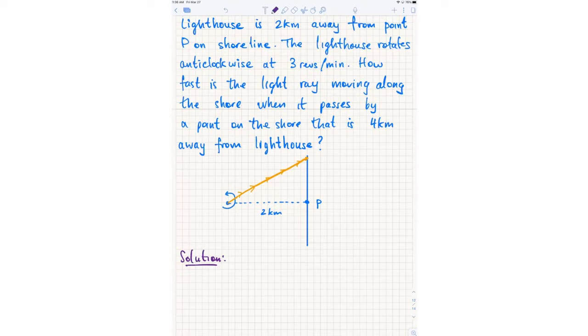Okay, so this is a related rates question, right? We are talking about certain rates here, 3 revs per minute. And the question itself is asking how fast is the light ray moving? So we definitely want to talk about related rates.